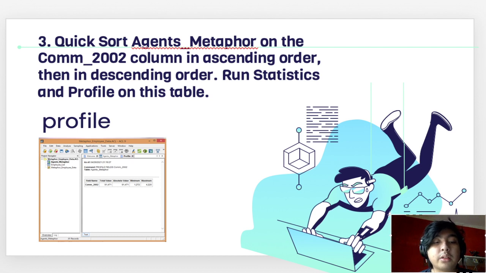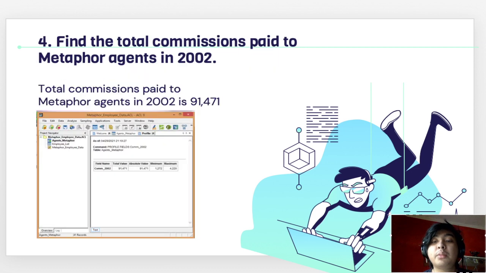Then moving on to number 4: find the total commission paid to metaphor agent. So simply find the amount of all the fields. Here's the total commission paid to metaphor agent in 2002. As you can see on the left, the total value is 91.471.